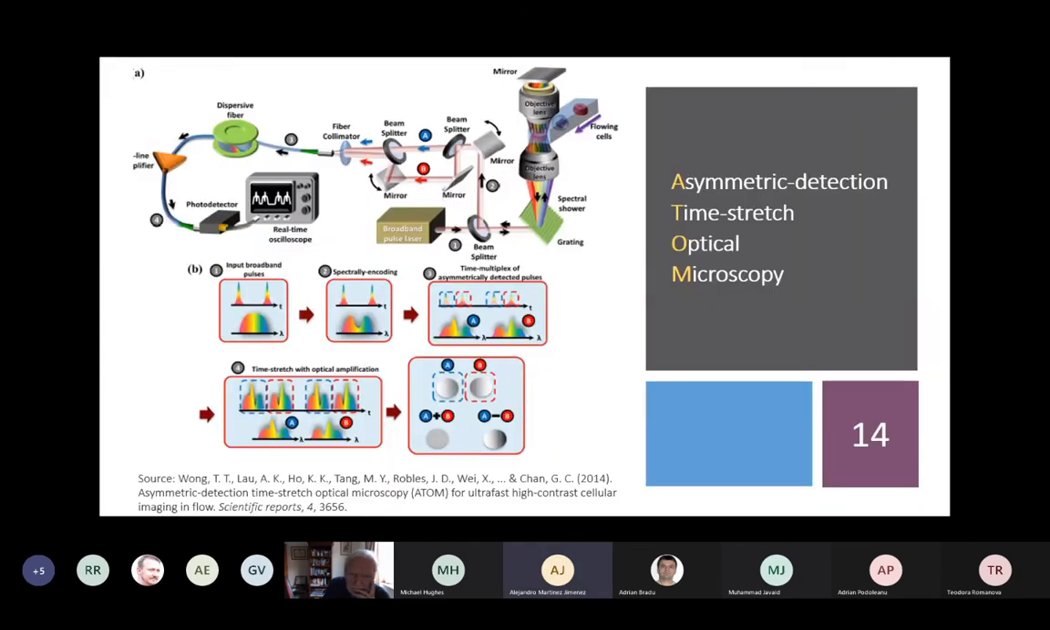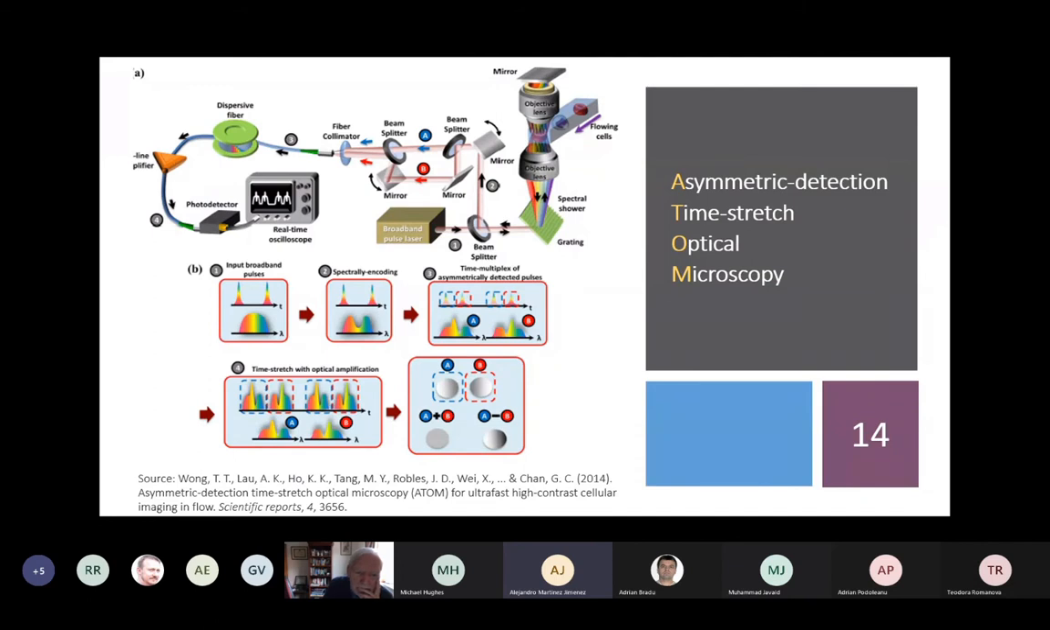So this image is the experimental setup that Xian et al. and his colleagues used to create the ATOM. As we can see, it is a time-stretch system with a variant. We are able to identify the broadband pulse that is spatially dispersed by the grating and focused onto the flowing cell. This is what we said before, the spectral encoding.